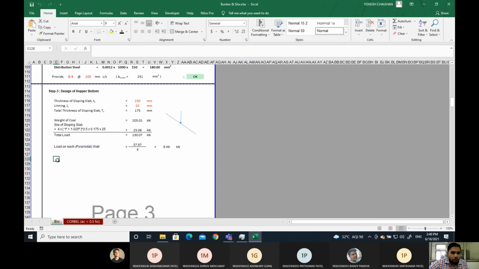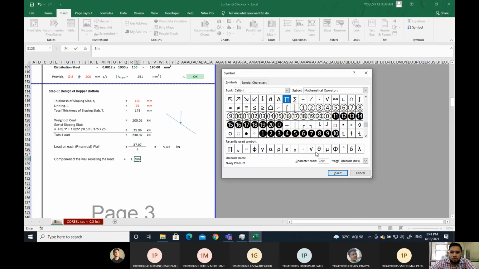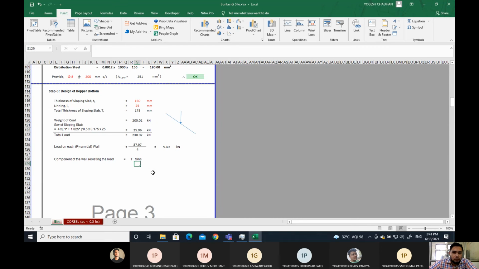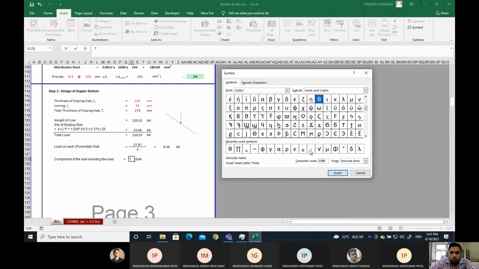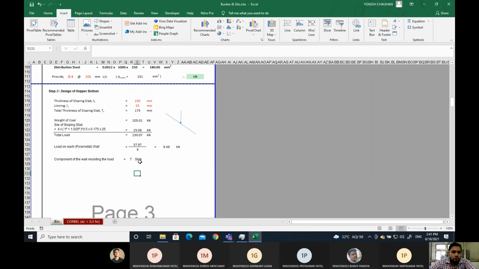Now we equate the component of the wall resisting this load, that will be equal to T. In this case it would be T times sin theta. T sin theta is the component which will be resisting this.